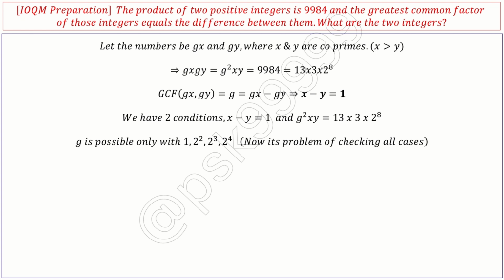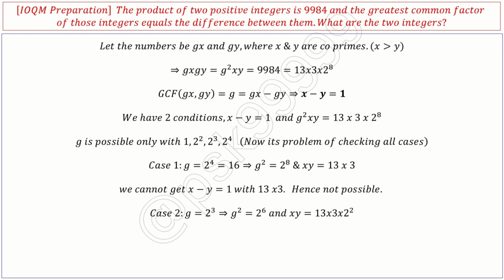So let's go from highest to lowest. Let's assume that G is equal to 2 to the power of 4, which is 16, which means G square is equal to 2 to the power of 8. So the product of X into Y is equal to 13 into 3. Whatever combination you take here, X minus Y will not be equal to 1. Correct? That's not possible. So GCD cannot be 2 to the power of 4.